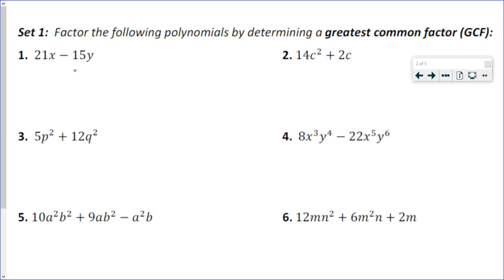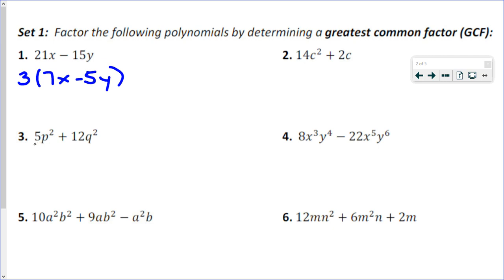common factor. So when you look at number one, you might think that you could do the difference of squares here, but you cannot because 21 and 15 are not perfect squares. So all we can do is factor out a greatest common factor, which in this case would be 3. So our answer is simply going to be 3 times (7x minus 5y). So all I'm doing is dividing each of these terms by the greatest common factor, which is 3.